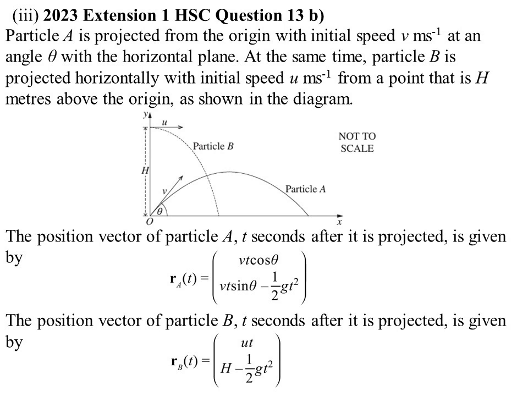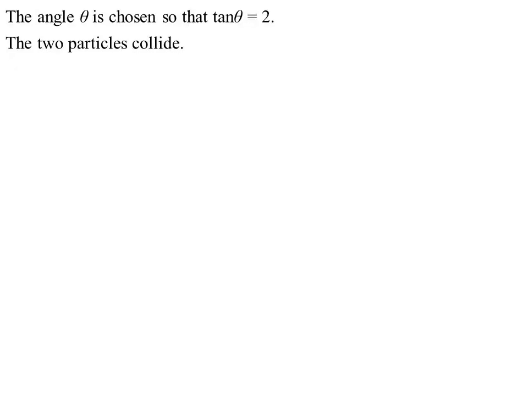So what's happening? B is being projected horizontally. Down it comes. A is being projected at this angle of theta. The position vector has been given to us for both particles, so we don't have to do that work. Angle theta is chosen so that tan theta equals 2, and we know the particles end up colliding. They will occupy the same position at the same time at some point.